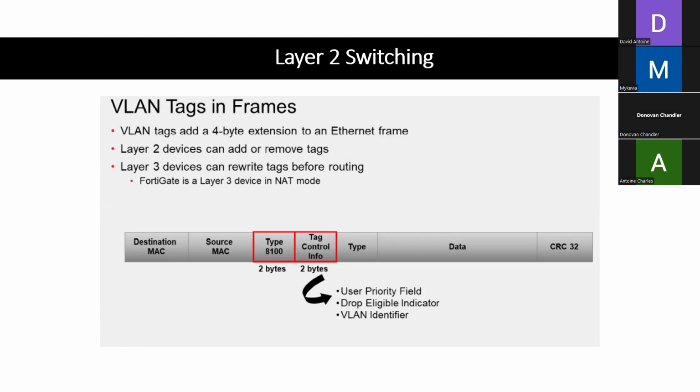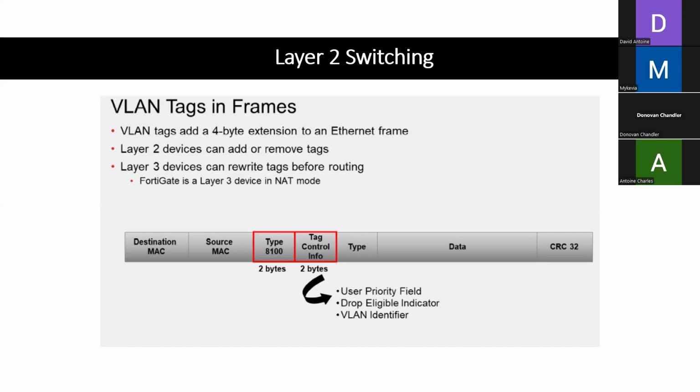Now let's go to the tag control info. This is where we're going to see how we're able to identify VLAN tagging, meaning by the layer two device that's operating. It goes based off the 802.1Q standard. I want you guys to remember 802.1Q. That standard relates to VLAN tagging. Okay.